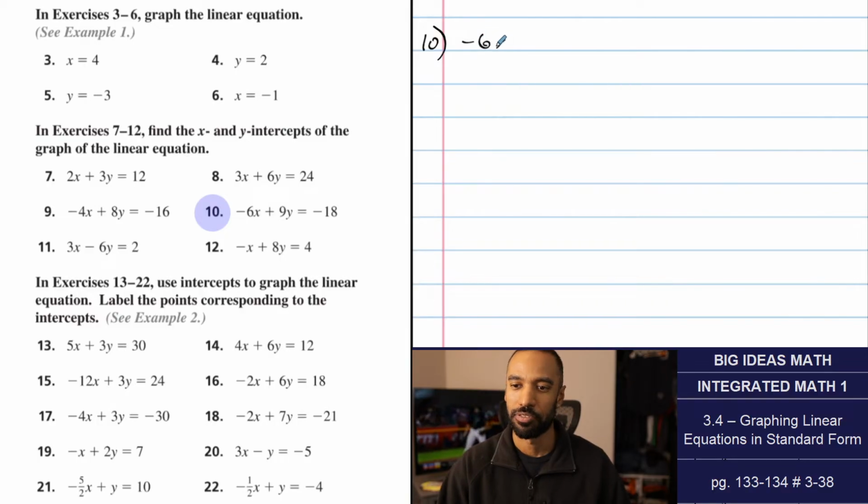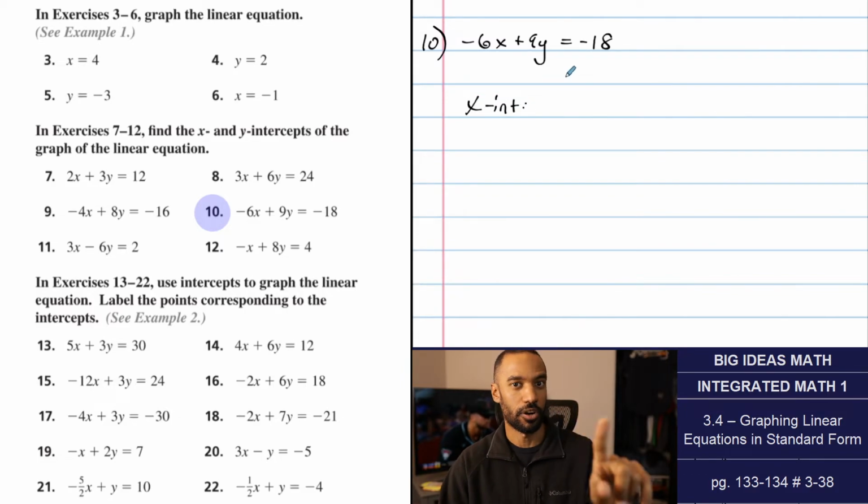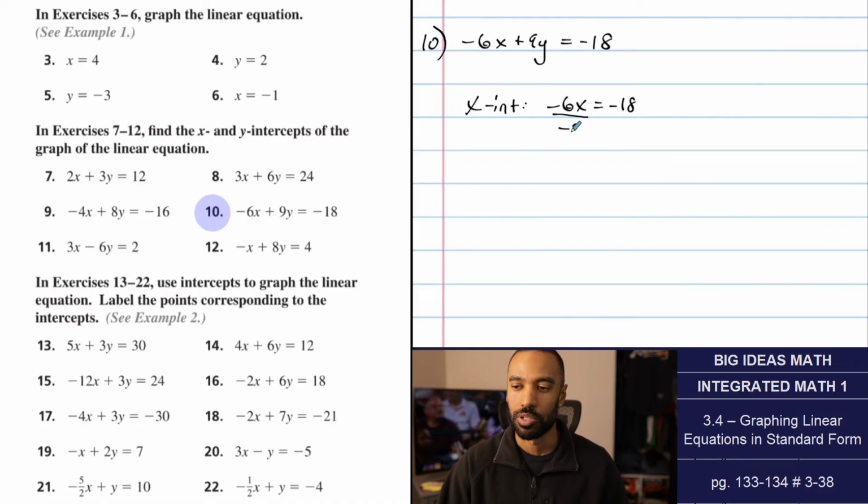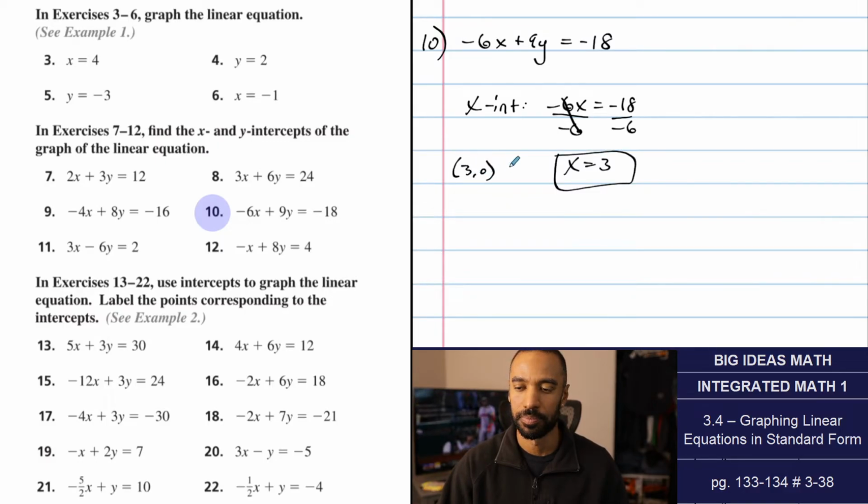But negative 6x plus 9y equals negative 18. Let's try without crossing out here. X-intercept, set y equal to 0. Do me a favor. Put your finger on 9y if you want to and hide it. I'm not crossing it out. Tell me what your equation looks like when y is 0, when the term goes away. Negative 6x equals negative 18. It's the thing without the y in it. So divide by negative 6, and it's x equals positive 3. That's the point (3, 0).